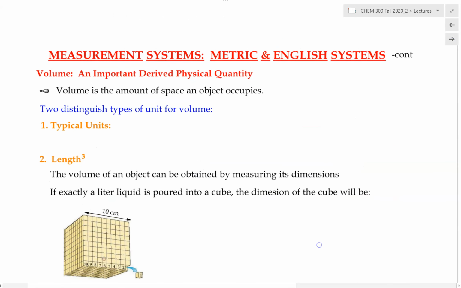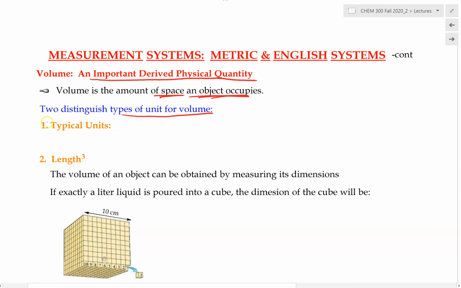And now, let's go over volume, because volume is a very important derived physical quantity that we use a lot in chemistry. And by definition, volume is basically the amount of space that an object would occupy. And there are 2 distinct types of unit for volume.